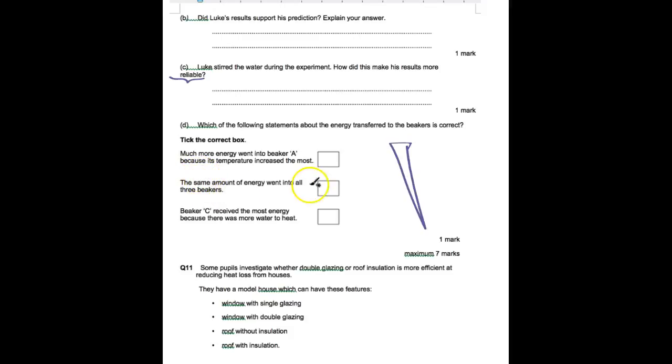The same amount of energy went into all three beakers. The candle was the same. The thing was, yes, the temperature increased the most in A, but that's because there was less volume. And in beaker C, it's not going to receive more energy just because it has more water. Just because it has more water, it doesn't get more energy from the candle. The same amount of energy went into all three beakers. Okay, the same amount went in, but it's just that one of them had less particles to heat up, and so the temperature increased more.